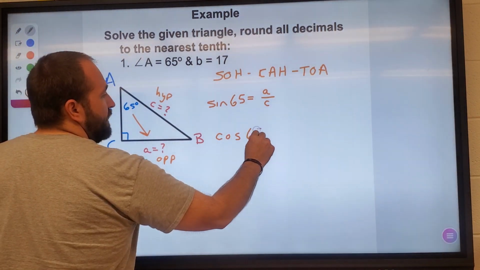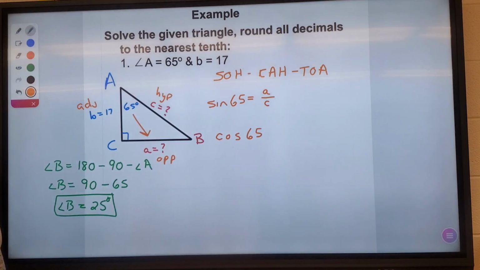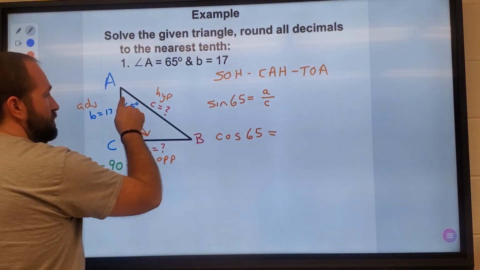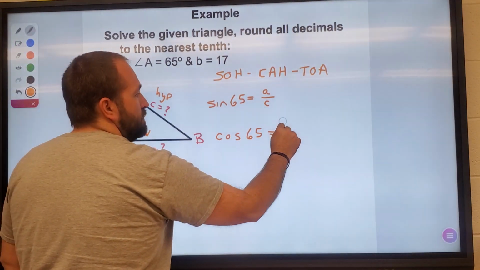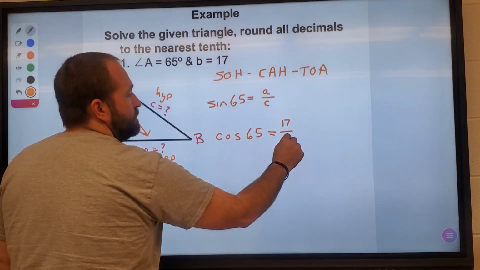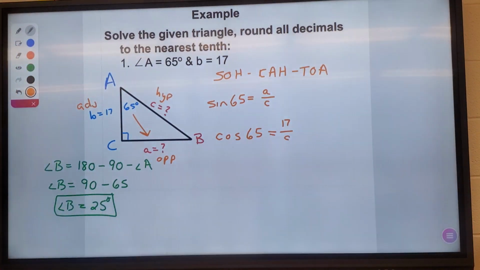Setting up cosine, I have cosine of angle A again, 65 degrees, which is equal to the adjacent, which is the 17, divided by the hypotenuse, which we don't know. In order to solve this now, you have to get C by itself. So the question is, how do you do that?